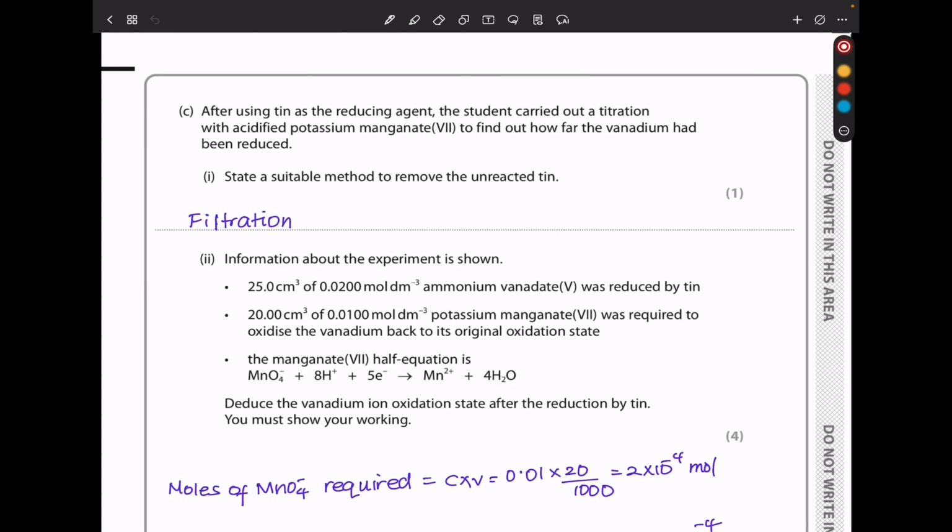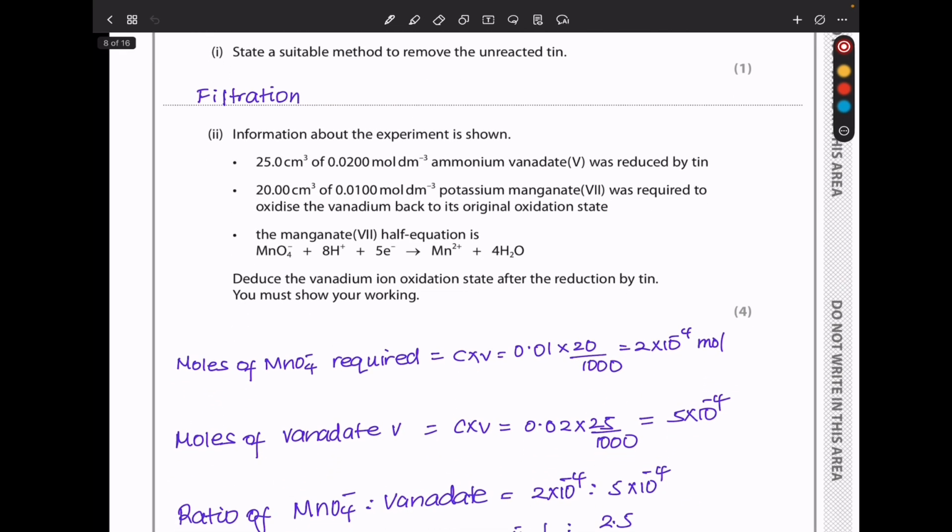In part C, after using tin as the reducing agent, the student carried out a titration with acidified potassium manganate 7 to find out how far the vanadium had been reduced. They say state a suitable method to remove the unreacted tin. Because the unreacted tin is going to be in solid state, filtration is an appropriate method to remove it.